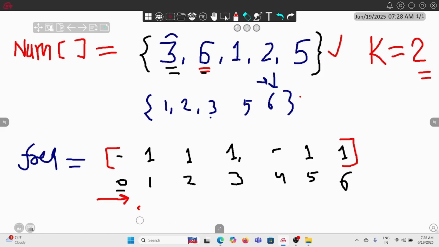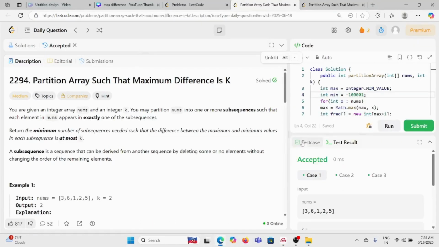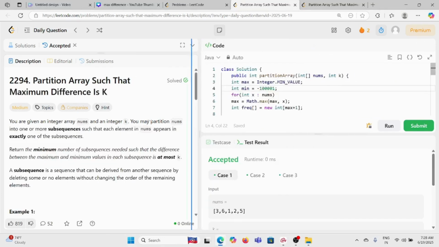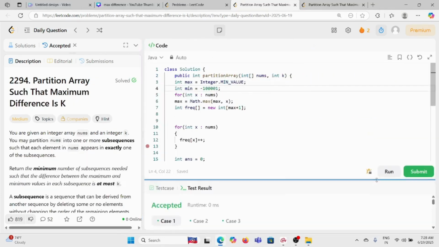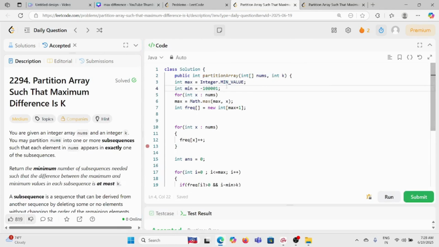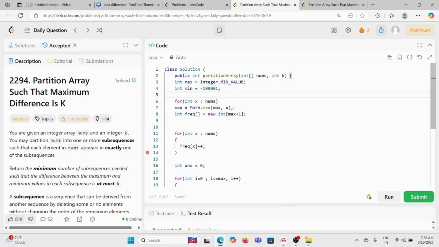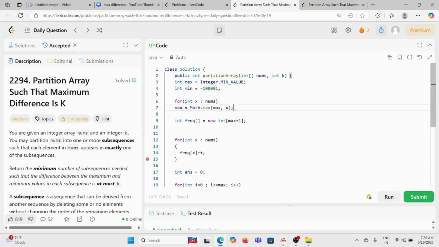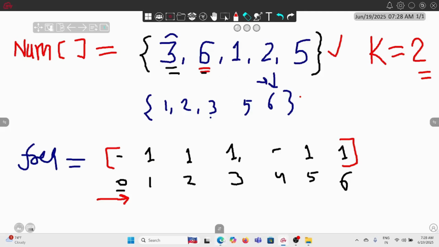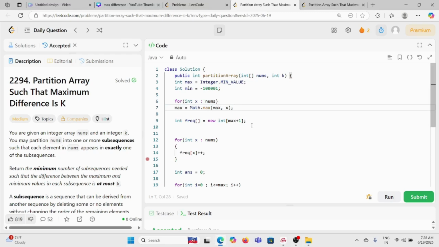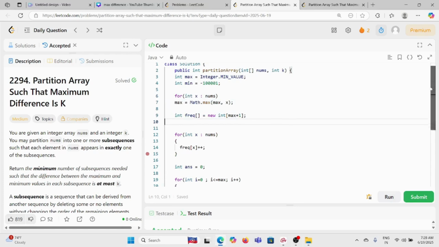So how do we do that? Let me show you in my code. See here what I am doing. This is my max variable which I want to find. First of all I am getting the maximum value in this array, just like in this case it was 6, right? So we have to find that maximum value. Then I'm creating a frequency array of size max plus 1, so that we will cover the 0 index as well.